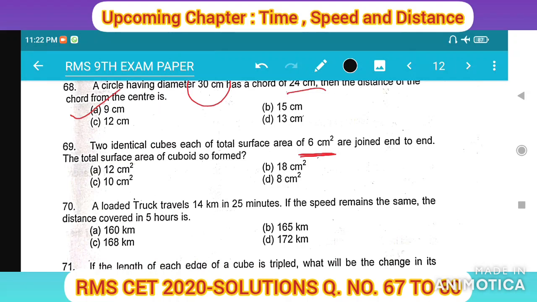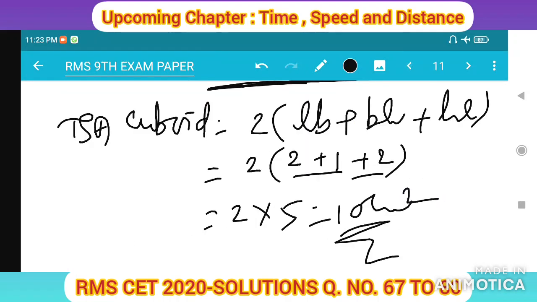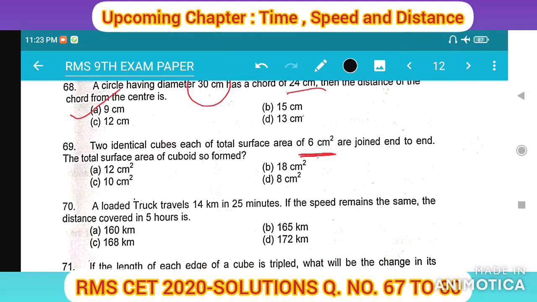10 centimeter square, not area, a total surface area, centimeter square. Okay, this is the answer. Next, a loaded truck travels 14 km in 25 minutes. If the speed remains the same, the distance covered in 5 hours is.